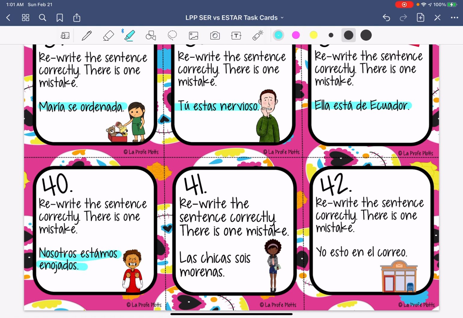Every single one of these has a mistake. So none of these are completely correct. There is something that you have to change. Okay, 41. Las chicas sois morenas.